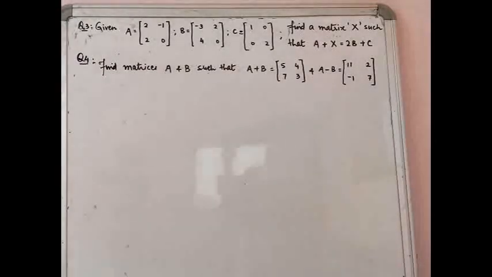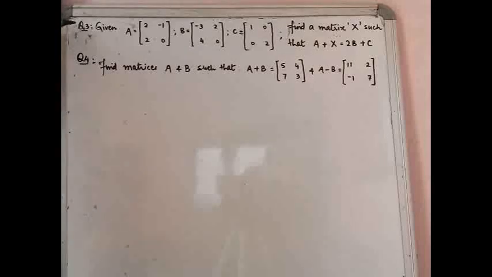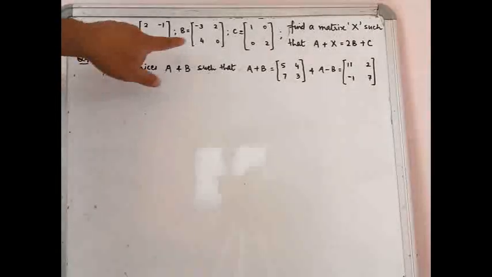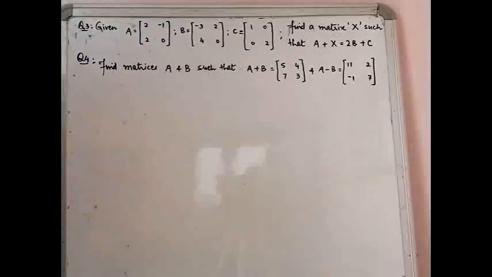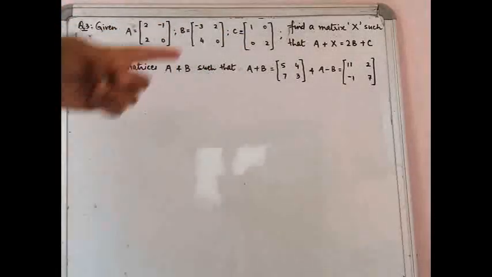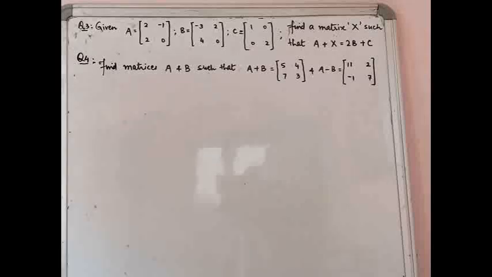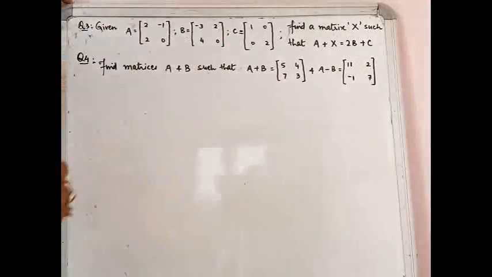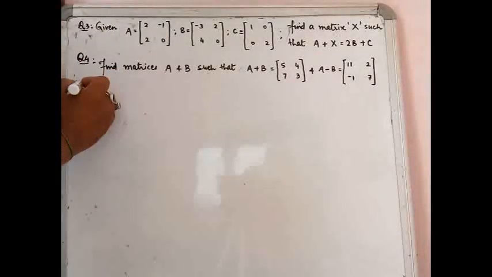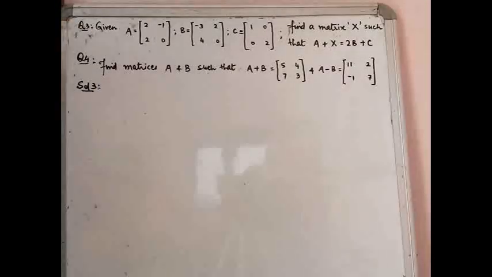Here we are with the third question. The third and the fourth I have written over here too, but first we will be discussing the third question. Given matrix A is this, matrix B is this, and C is this, find a matrix X, that is capital X because it denotes a matrix, such that A plus X is equal to 2 times B plus C. Let us take that original equation, and I am going to write down the solution to this third question.